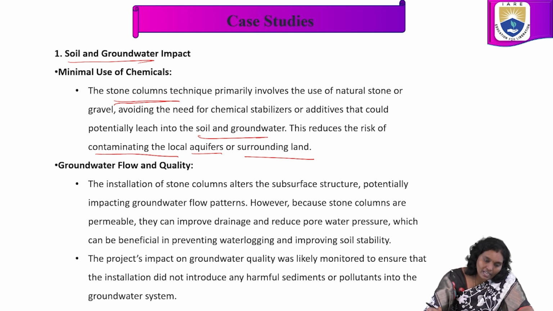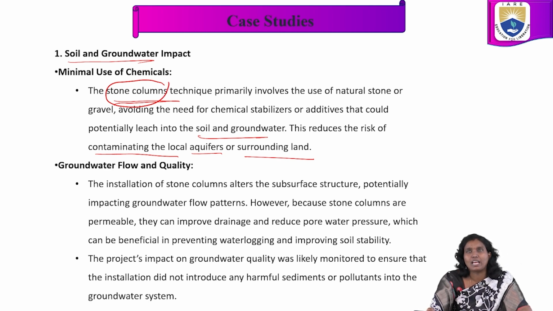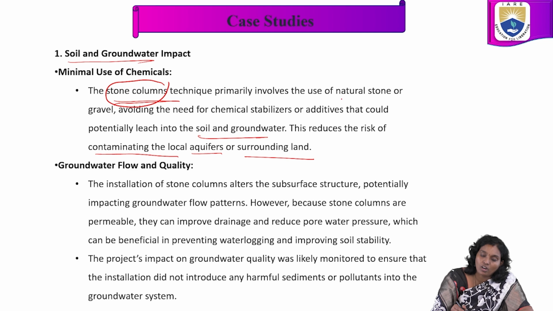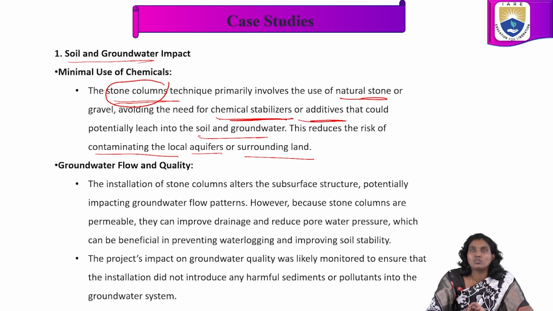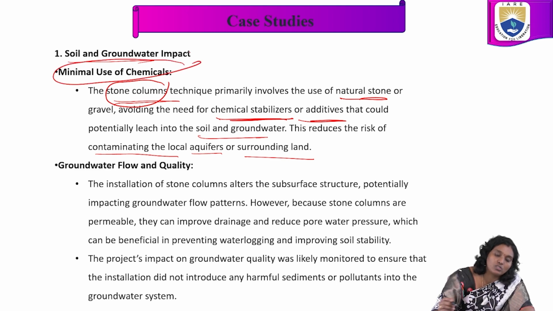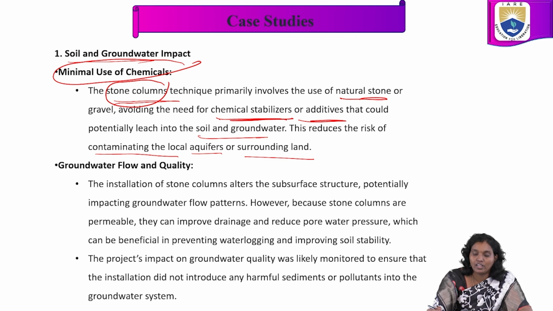So here we are confining ourselves to the stone column technique, which primarily involves the use of natural stone. Natural stone does not affect the environment much, it reduces the risk, and there is no question of contaminating the local aquifers, as only gravel is used. Here we avoid chemical stabilizations or additives that could potentially leach into the soil and groundwater. So minimal use of chemicals in the soil with stone columns is helpful for reducing the risk of contaminating the local aquifers or surrounding land.